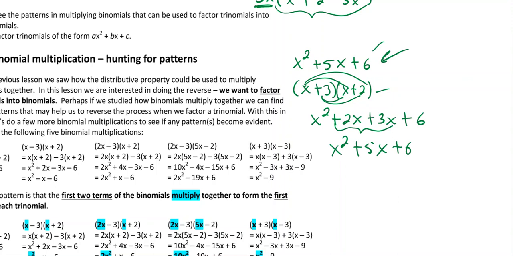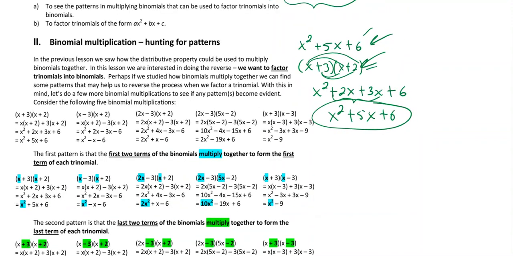So we're actually going to be able to go back and forth. We can expand those out, and now the question is, how do we go from this one to the factored version? That's what we're going to learn in this class, how to do that trick. Okay? All right, so hunting for patterns.